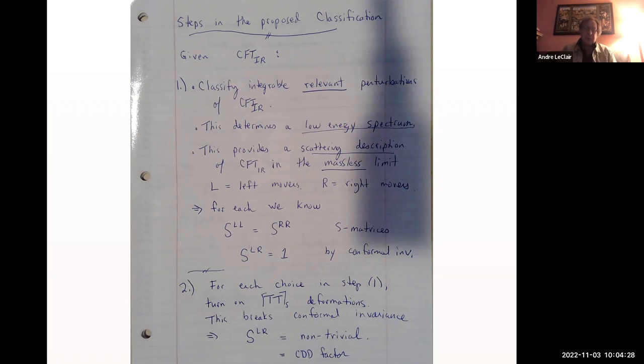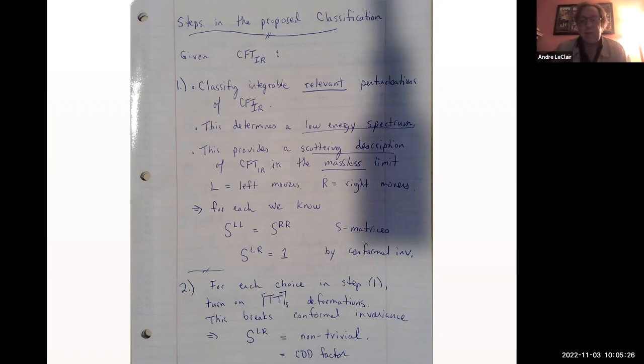So given the conformal field theory, you have a scattering description of it, which turns out to involve the scattering of only left movers with left movers and of right movers with right movers. If there was scattering of left movers with right movers, that would actually break the conformal invariance. So once you choose the spectrum, once you identify this integrable perturbation, then you know this S left-left and this S right-right in principle. In the cases we look at, we're going to know it exactly. But the left-right scattering has to be trivial. Otherwise, you break conformal invariance.